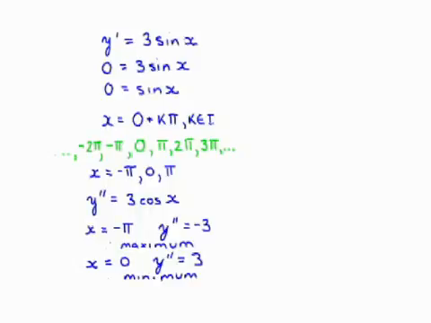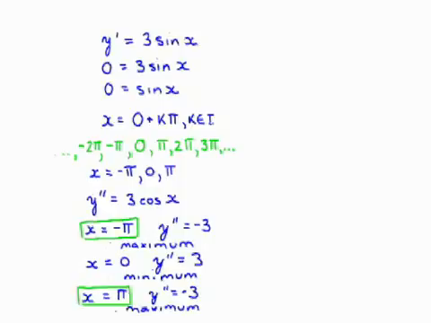Then I substitute x equals pi, the x-coordinate of my other critical point, into my second derivative, and I find that y double prime is equal to negative 3. Therefore, I'm dealing with a maximum. Now, remember that the question is asking me for my highest points. I'm not concerned with minimums. So the two x values I'm interested in are x equals negative pi and x equals positive pi.